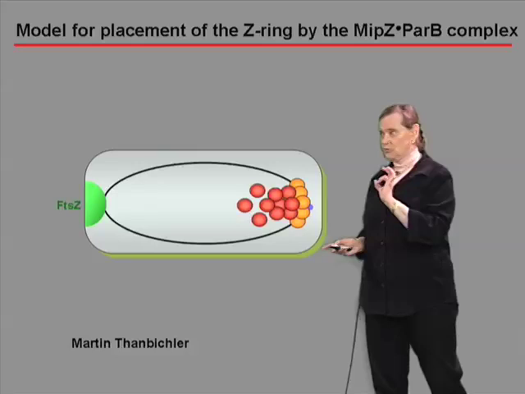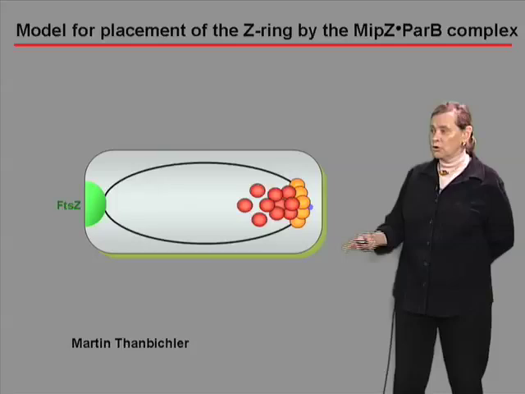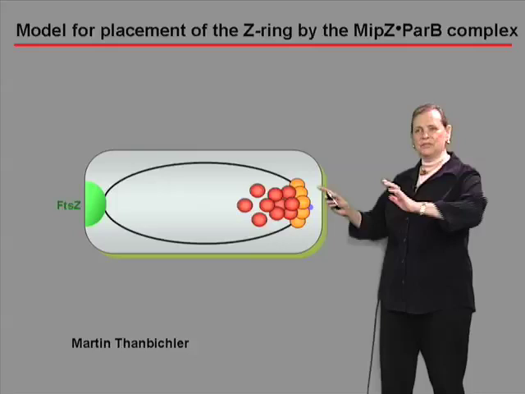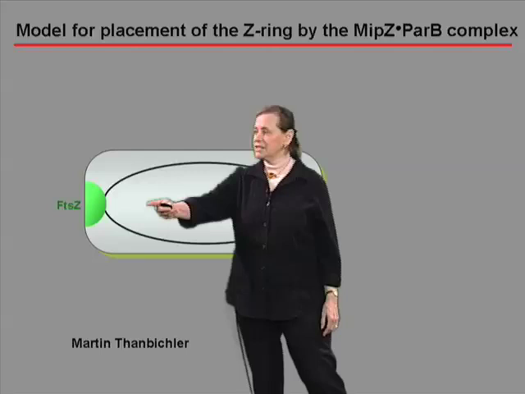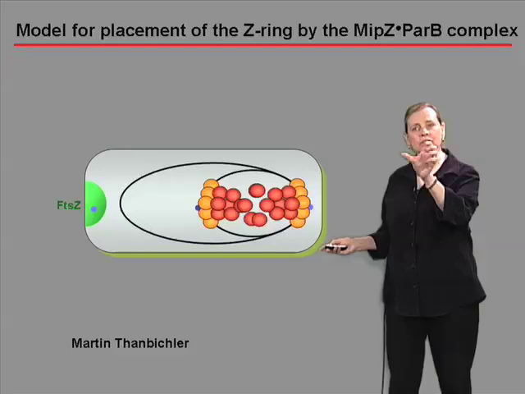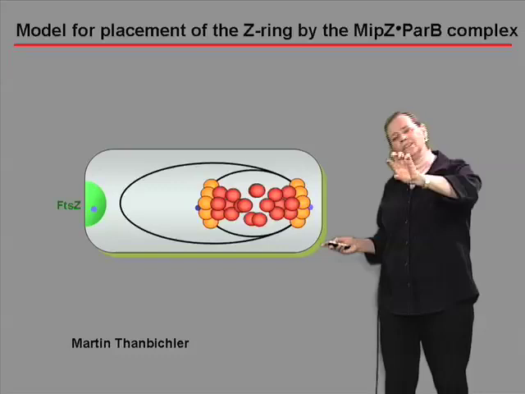So here is a cartoon of the Caulobacter cell. This work was done by a postdoc in the lab, Martin Thanbichler. And this little blue dot here is the origin of replication. Nothing is happening yet. This is a cell that has just differentiated from a swarmer to a stalked cell. At the other pole of the cell is FtsZ, waiting to do something. Here at the origin, we have the ParB, and we have all this MipZ sitting on it. Now, as soon as the origin is duplicated, that ParB-MipZ complex lines up on that as well. So we now have it on two.